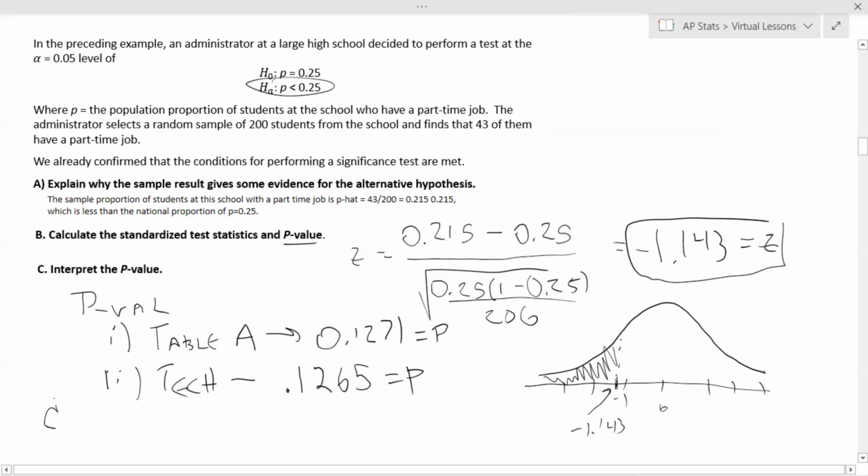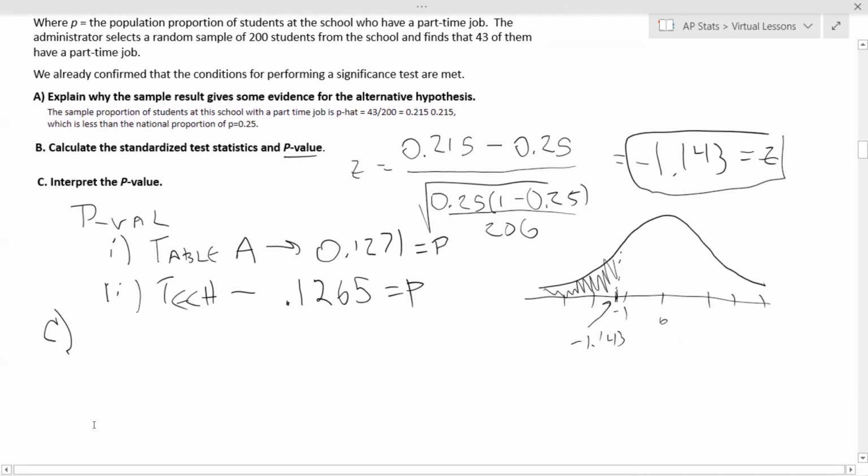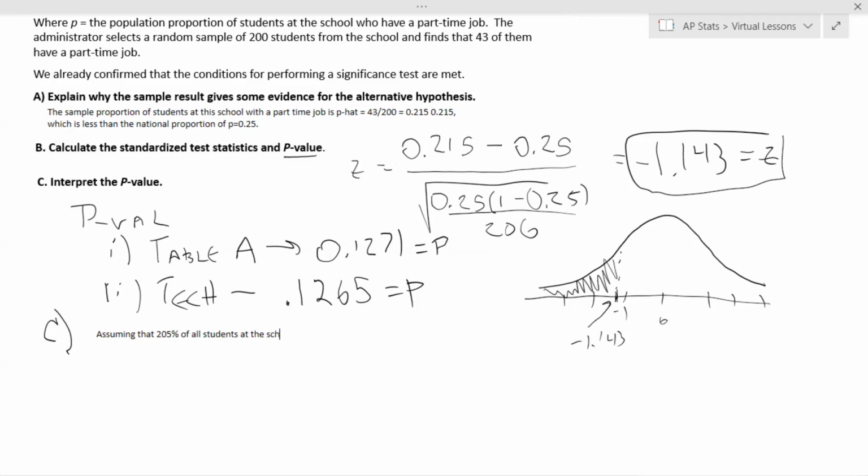So for part C, we want to interpret the p-value. Now this is important, and the wording is very critical here. You want to make sure that you have the same type of structure that we have in this example, and also you want to use your numbers in context of the problem. So what the p-value is, it's assuming that 25% of all students at the school have a part-time job. Okay, so we assume the null is true, 0.25.